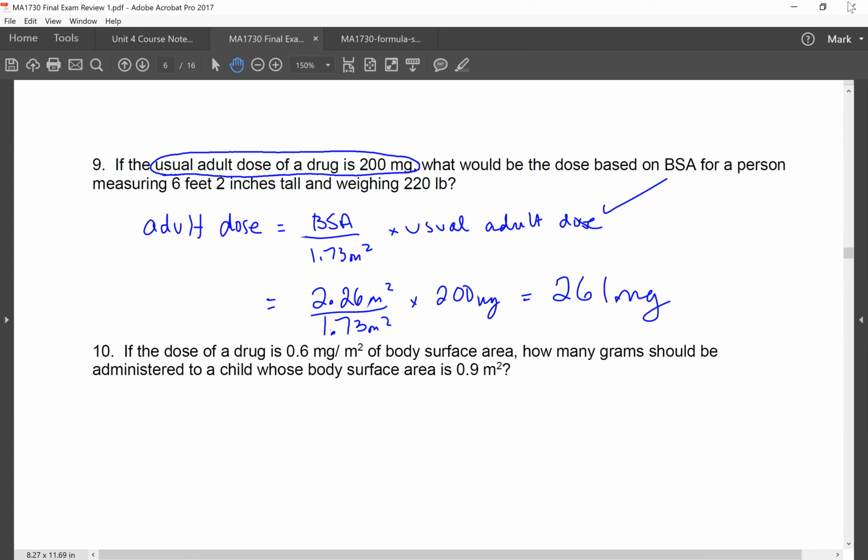Now, what this means is that this adult is bigger than your average adult. So if an average adult would take 200, because this person has a larger body surface area, they would take a little bit more of the usual dosage.